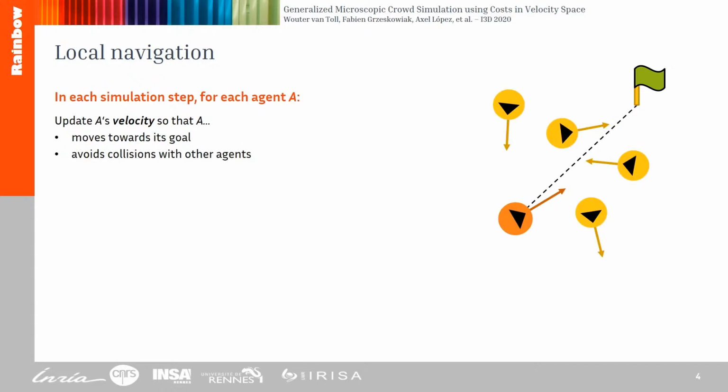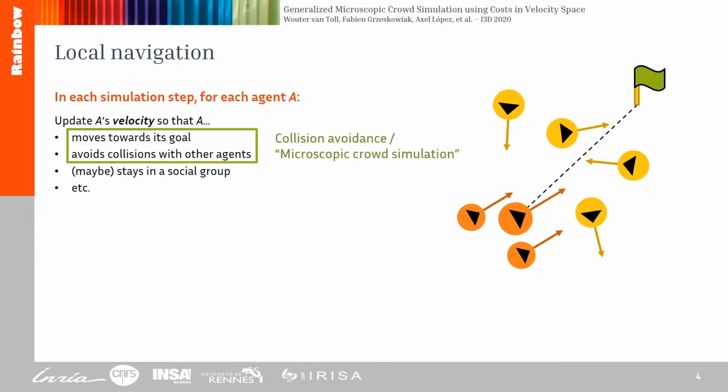But you can think of other demands, other aspects, such as agents that would like to stay together in a group and so on. But the most important component of this is moving towards the goal and avoiding collisions. And this is collectively referred to as collision avoidance, or sometimes as microscopic crowd simulation.